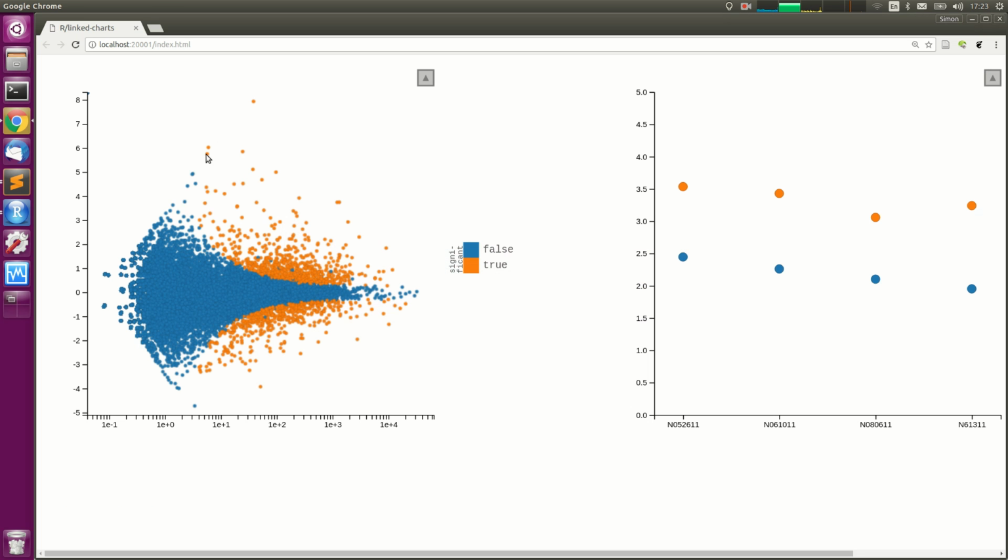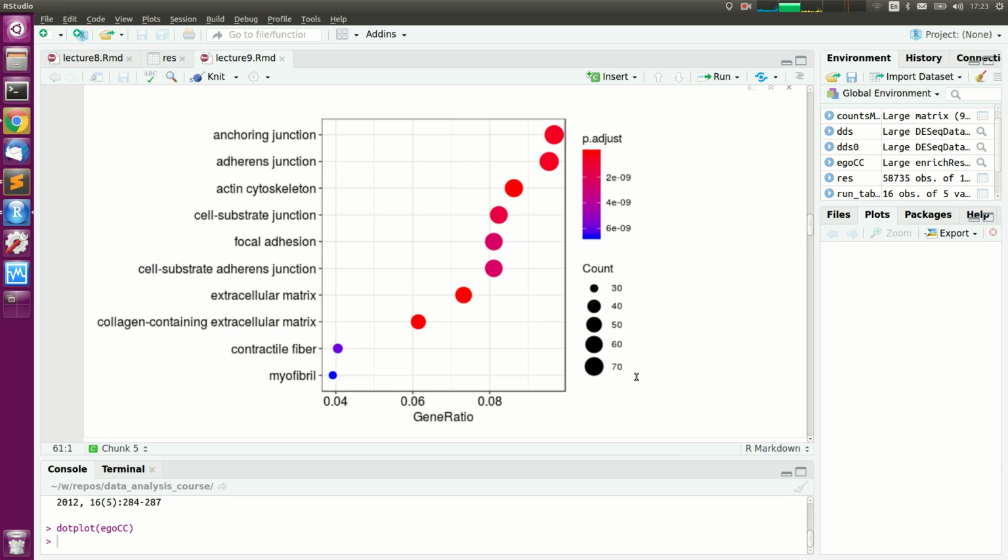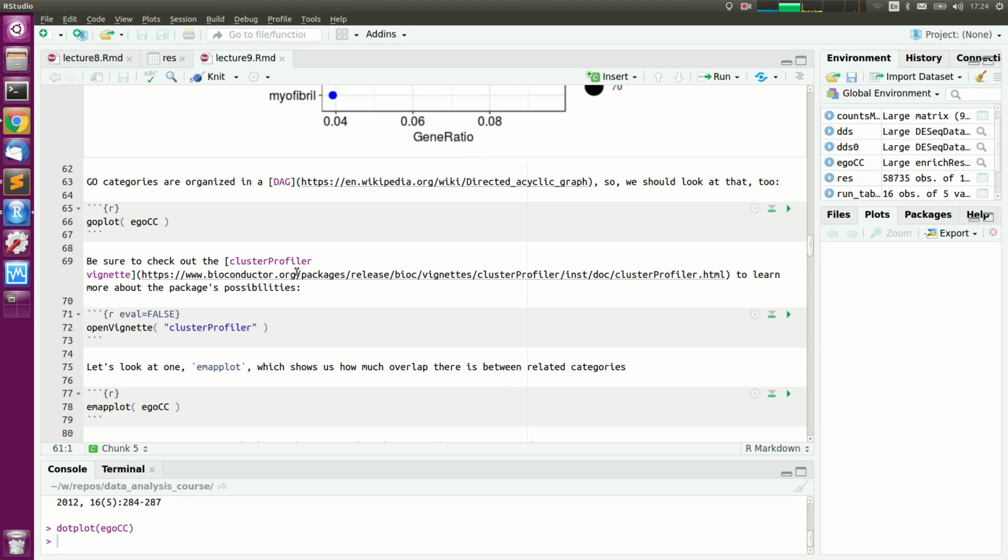So in total, I think these were 300 orange genes, and here, according to these, something like 70 of them are associated to anchoring junction or adherence junction. A few more to actin cytoskeleton. Now we are getting to stuff like cell substrate junction, which we can already guess is probably just a supercategory which encloses anchoring junction a bit more.